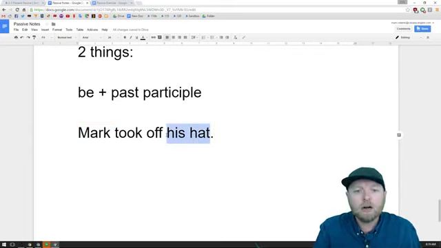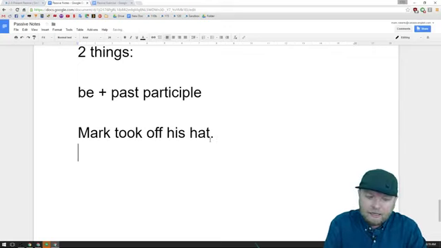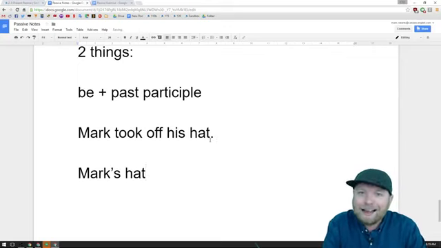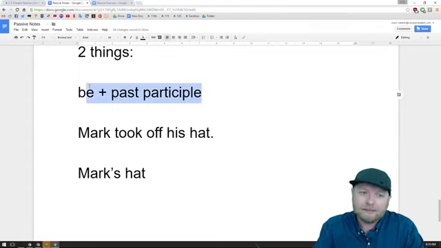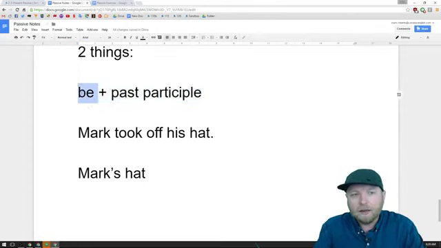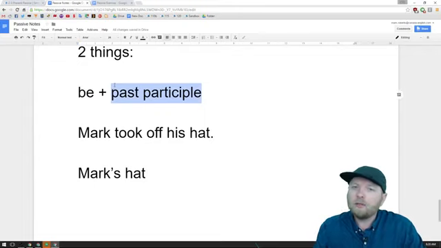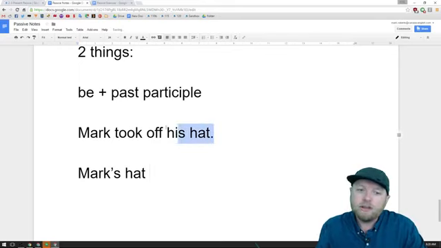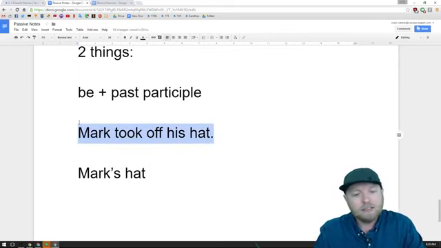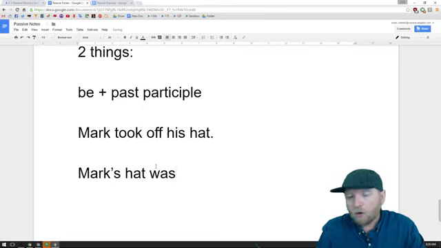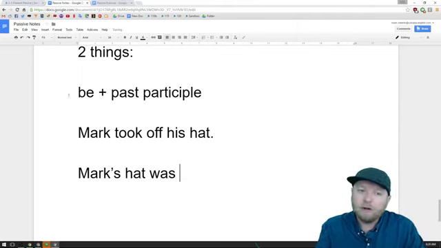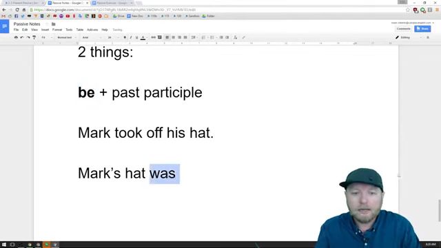But if we start the sentence with the receiver, example, Mark's hat, we need passive. First thing, be. Now, be in the passive changes. We change be. Past participle, we cannot change. So, what do I mean it changes? Well, this sentence is in the past. So, Mark's hat was or Mark's hat were? Of course, Mark's hat was. So here's be, Mark's hat was.